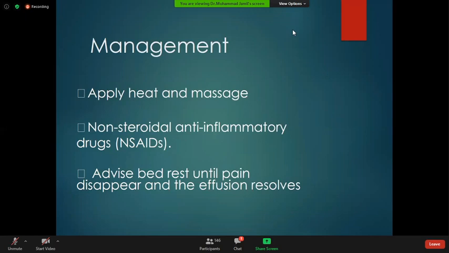What is the management? Apply heat and massage. Use non-steroidal anti-inflammatory drugs. We advise bed rest until the pain disappears and the effusion resolves.